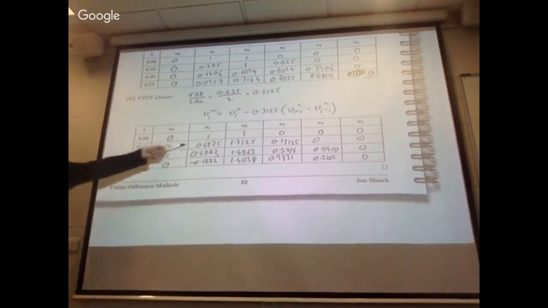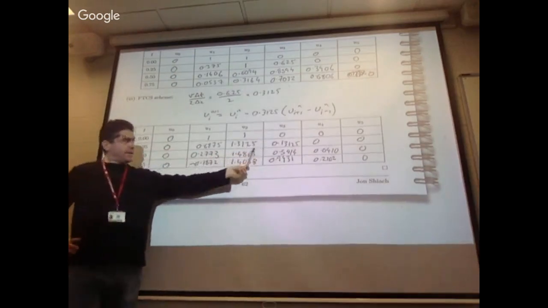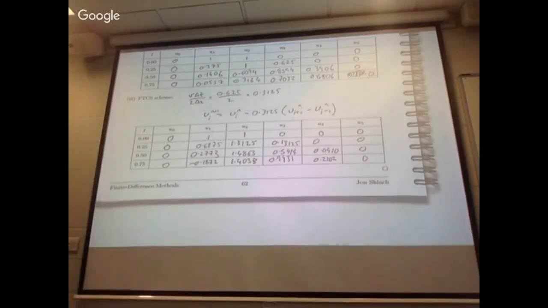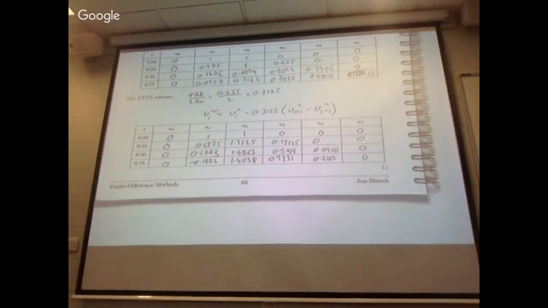Okay, so the forward time central space scheme, there's an early warning here. That number is bigger than our initial concentration. Okay, so somehow we've increased. You know the change in x is 2, so 2 times change in x.